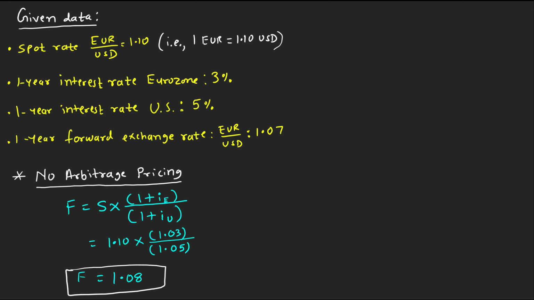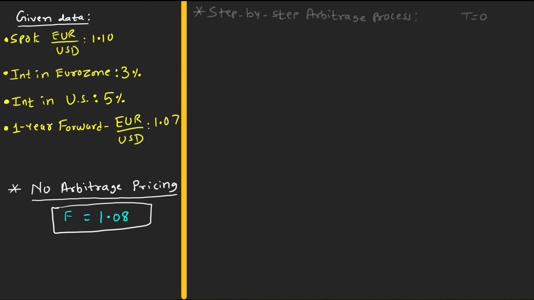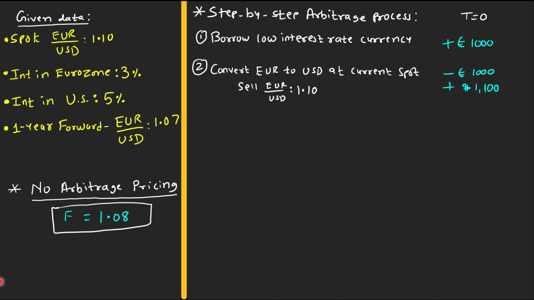So let's take an example. I have copied over the data here, and we can look into the step-by-step arbitrage process. Let's say we are at time t equals 0. The first step is we're going to borrow euros, 1,000 euros, at the lower interest rate, which is 3%. So we are borrowing 1,000 euros at 3%. The plus sign indicates we have 1,000 euros in our bank account.